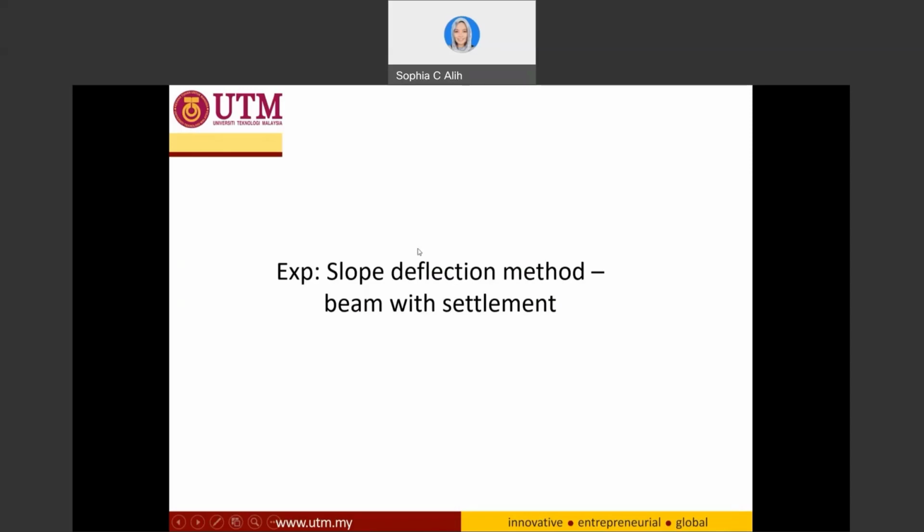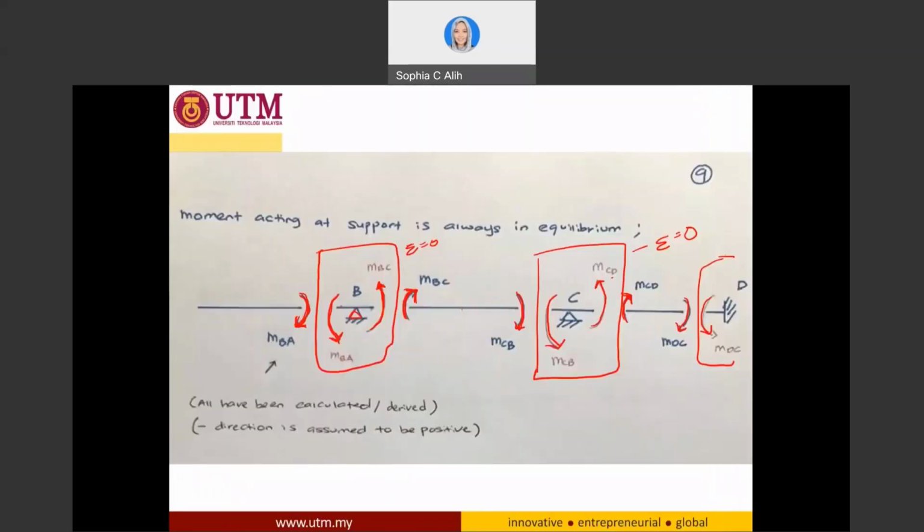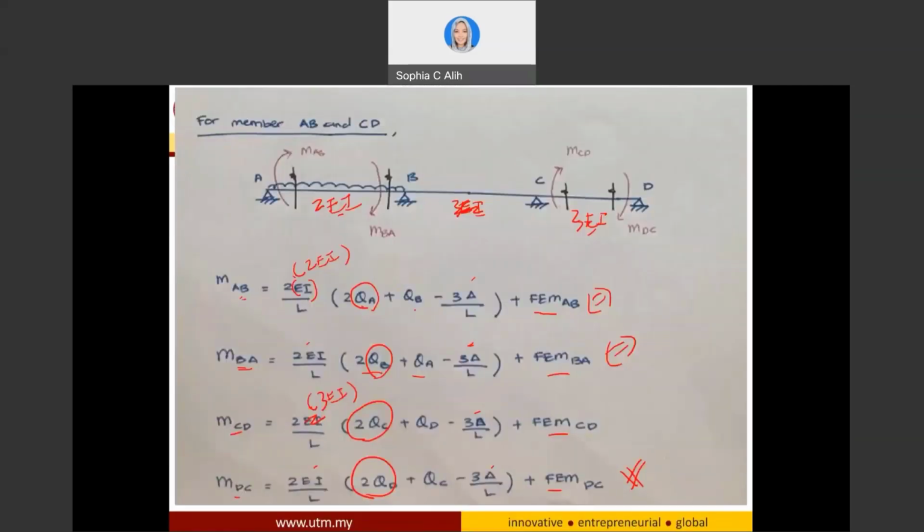What is the method, or what are the differences for you to use this slope deflection method for beam with settlement? It is not a very difficult condition, because as I mentioned to you before, the only difference is the delta, the equation of this one. Okay, so we have already looked into this equation over here. So it is the same procedure, the same method. The only difference is that this one, okay, and this one.